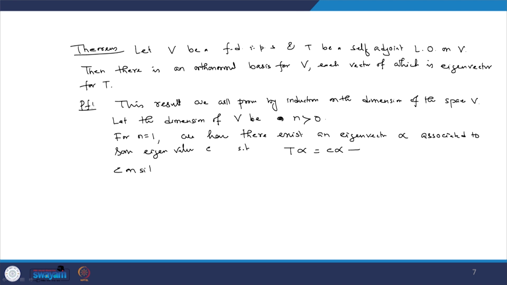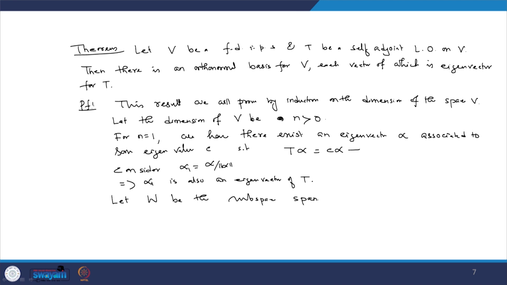Consider alpha 1 equal to alpha by norm of alpha. So, this implies alpha 1 is also an eigenvector of T. Let W be the subspace spanned by alpha 1. So, W is invariant under T.